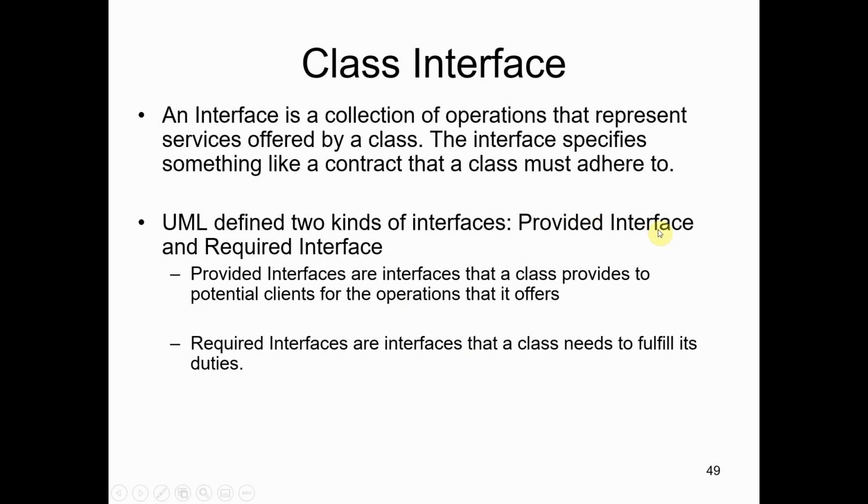There are two kinds of interfaces in UML: a provided interface and a required interface. Provided interfaces are the interfaces that a class can provide to the client, and required interfaces are the interfaces that a class needs to fulfill its duty. So to fulfill my duty, I require a certain interface. To be more specific, I require some methods from different interfaces.